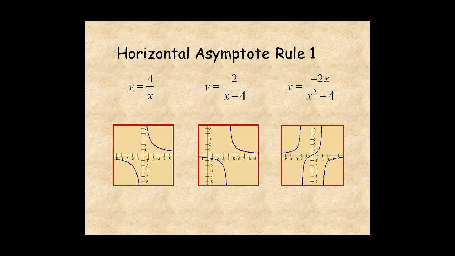So, rule number 1 for horizontal asymptotes: when the degree of the numerator is less than the degree of the denominator, the HA is the line y equals 0, the x-axis. The graph of the function gets smaller and closer to 0, off to the left and off to the right.